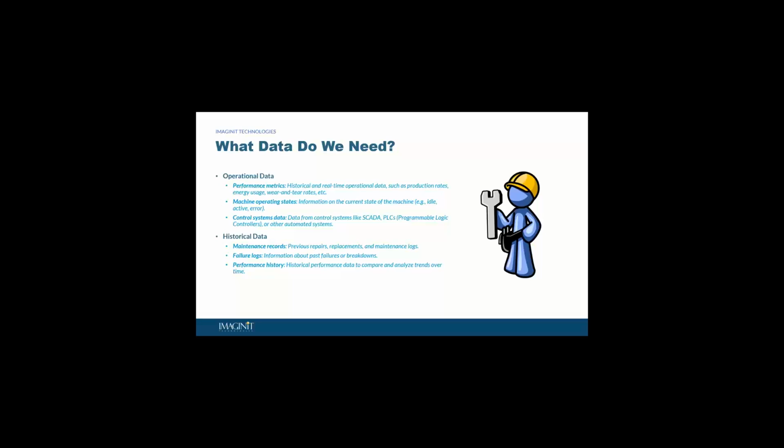Machine operating states. So are your machines having a lot of uptime or downtime? Is there an average failure rate or maintenance records that need to take place in our simulations? Control system data, right? So PLC information and controllers or other automated systems. Also historical data. What's happened in the past? Descriptively, here's our maintenance records, here's our failure logs and our performance history on this machine. That ultimately needs to feed in somewhere into this analytic to make sure that your simulations are being done effectively.